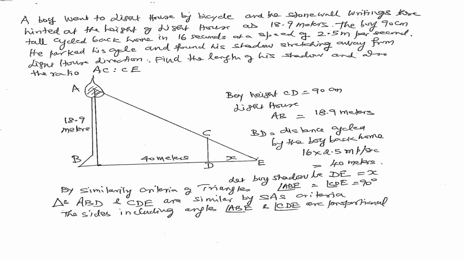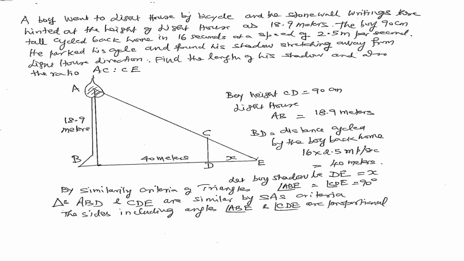Boy height CD is equal to 90 centimeters. Lighthouse AB height is equal to 18.9 meters. BD is the distance cycled by the boy back home. 16 into 2.5 meters per second gives us 40 meters. So the boy cycled 40 meters back home. Let the boy's shadow stretched be DE, which is equal to X.